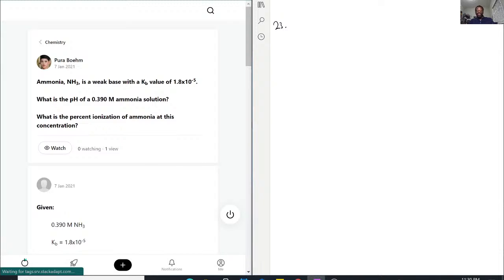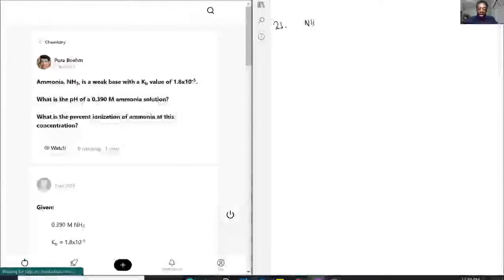We have ammonia, NH3, is a weak base with a Kb value of 1.8 times 10 to the negative 5. What is the pH of 0.390 ammonia solution? And what is the percent ionization of ammonia at this concentration? This is definitely going to be a big one to solve here. Because technically, what we first have to do is find the pOH. The reason why is I'll actually show you what the ammonia formula does. It's NH3. So actually, let me just quickly write down the information.